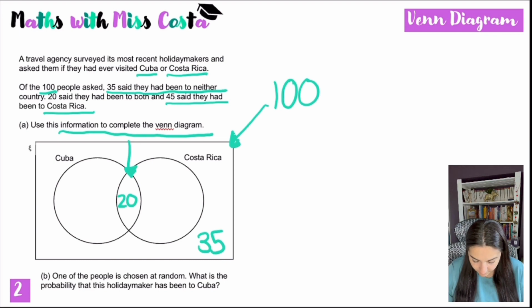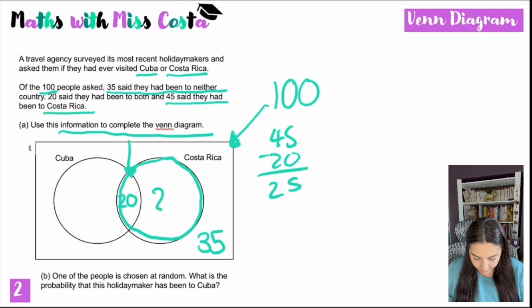And 45 said they had been to Costa Rica. Now, this doesn't say only Costa Rica, it says Costa Rica. So Costa Rica would be everything inside this circle. So 45 take 20 gives me 25. So I'd put 25 over here because that whole circle of Costa Rica must total 45.